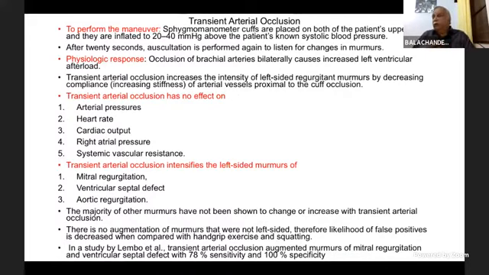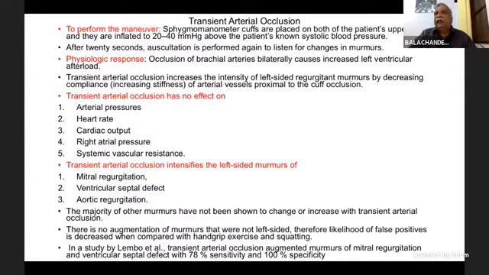Now, this is one maneuver which we don't talk about much in clinics, but it's very important. That is called transient arterial occlusion. To perform this maneuver, sphygmomanometer cuffs are placed on both of the patient's upper arms and inflated to about 20 to 40 millimeters of mercury above the patient's known systolic blood pressure. After 20 seconds, auscultation is performed again to listen for changes. The physiologic response is that occlusion of the brachial arteries bilaterally increases left ventricular afterload.